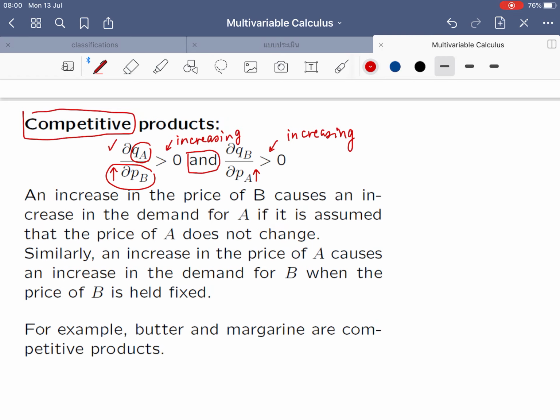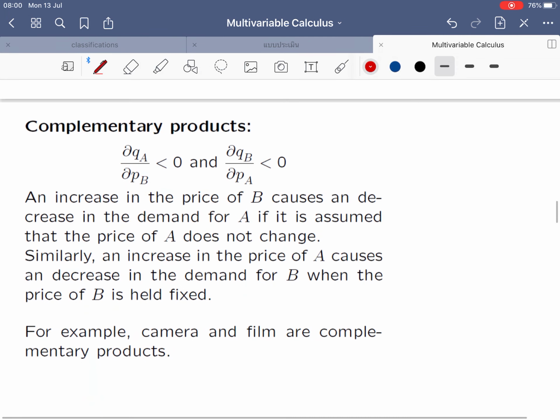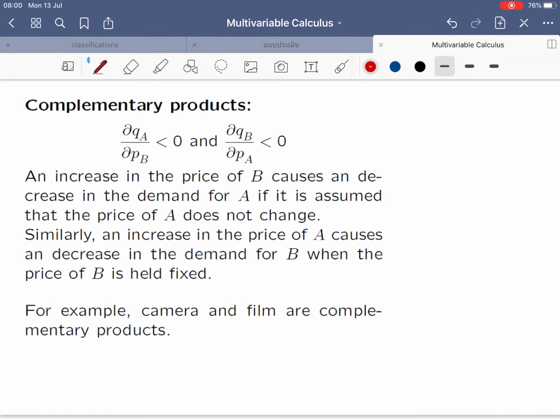So for example, you can think of butter and margarine. If the butter is more expensive, we buy margarine instead. If margarine is more expensive, we buy butter instead. So they are so-called competitive products. They are competitive, all right? And of course, on the contrary, if the price of product B is going up, the demand for product A is going down. So this one is decreasing.